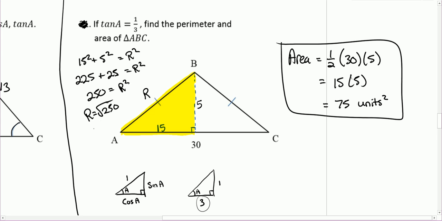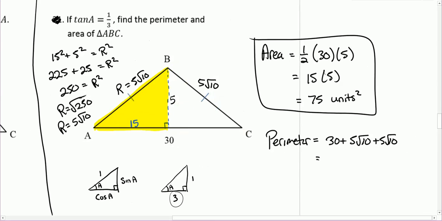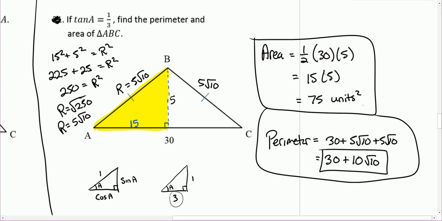We can simplify that a little bit. 250 is 25 times 10. And we can take the square root of 25, so we get 5 root 10. It's isosceles, so this is 5 root 10 and 30. So the perimeter, you add all three lengths, 30 plus 5 root 10 plus another 5 root 10, and you end up with 30 plus 10 root 10. And we found our area and our perimeter.